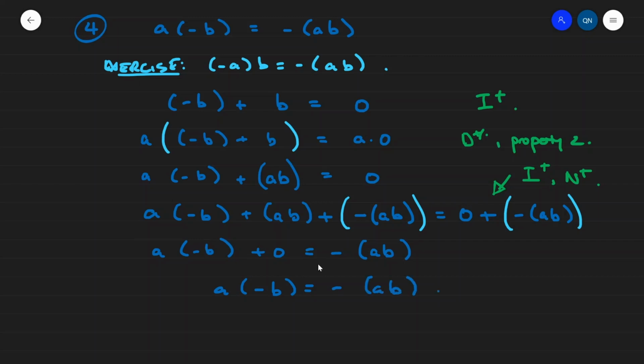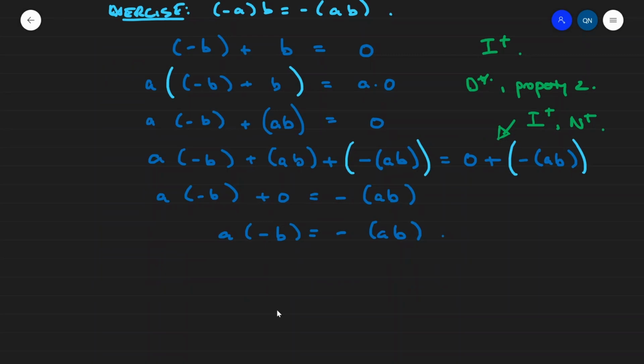And notice we had to use this technical argument of adding the additive inverse on both sides when we want to move an element over to the other side. Maybe that's something you can show as well. So another exercise is to show that if you have a plus b equals a plus c, then this is equivalent to b being equal to c.